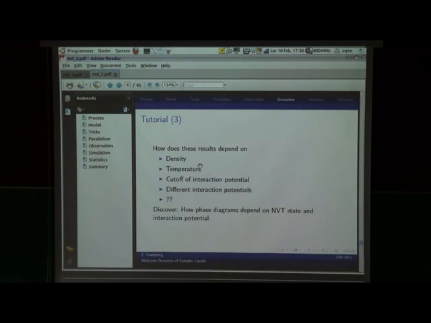What does NVT mean? It's a stupid question. Constant number of particles, constant volume, and constant temperature. I was sleeping already. You were probably sleeping.